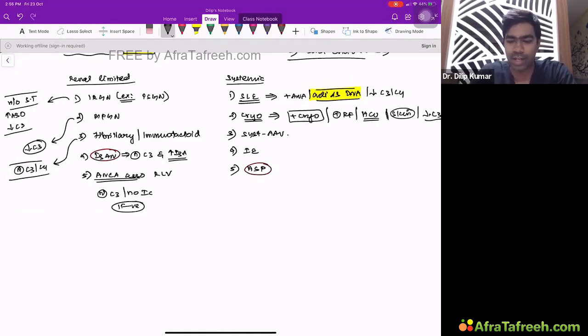Then systemic ANCA-associated vasculitis, once again, same thing. They're going to have normal complements, C3 will be normal, and at the same time they will have a negative immunofluorescence. That is very important to note as well.